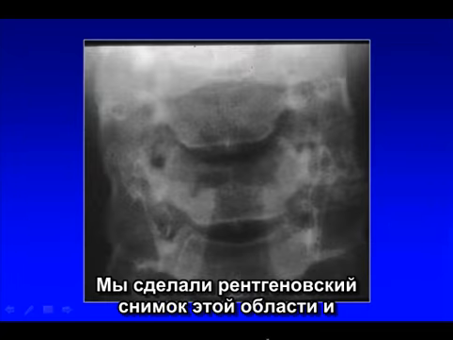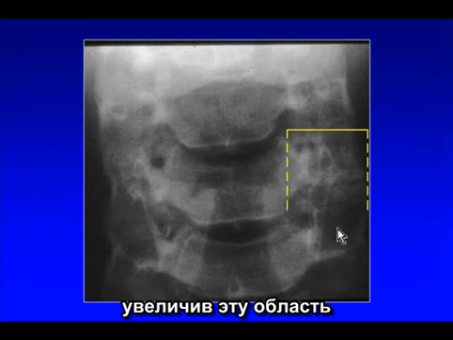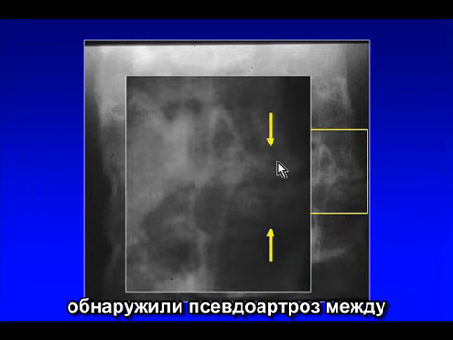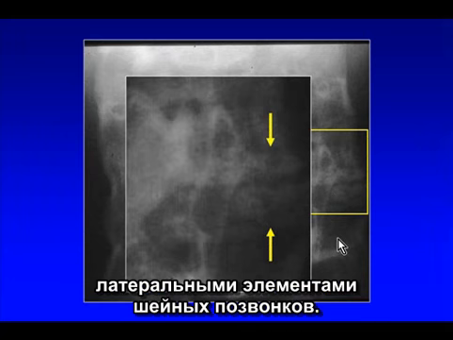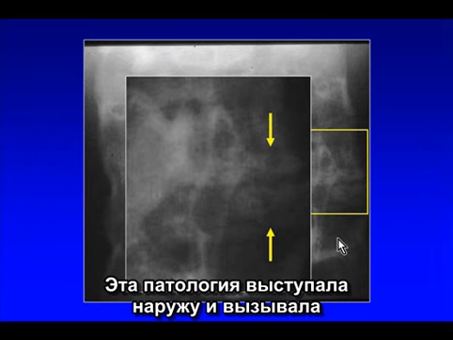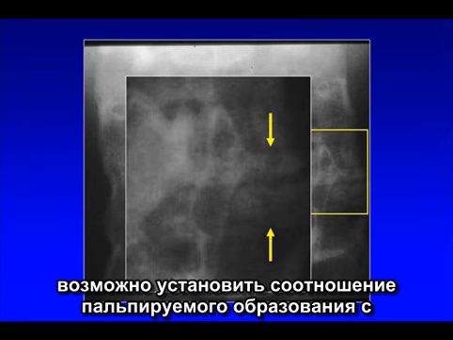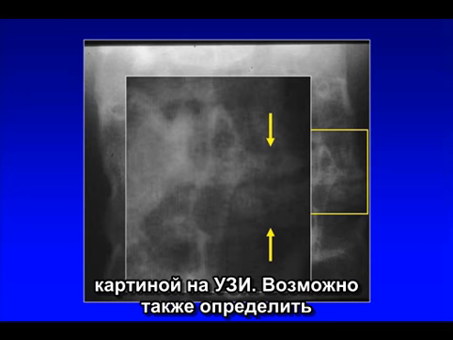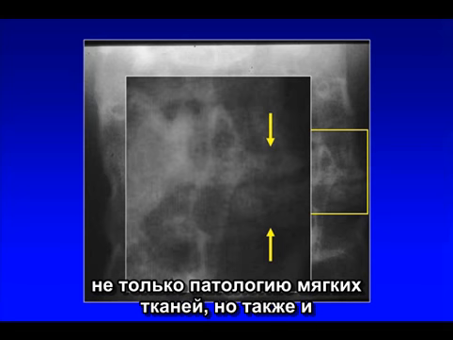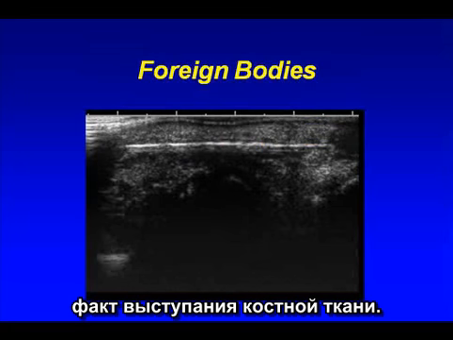We went and got a radiograph, and when we magnified up on this area, we saw that there was a pseudoarthrosis between the lateral elements of the cervical spine that was protruding out and causing the palpable abnormality. So ultrasound, by being able to correlate the palpable abnormality with the ultrasound findings, can detect not only soft tissue masses, but even bony prominences as well.